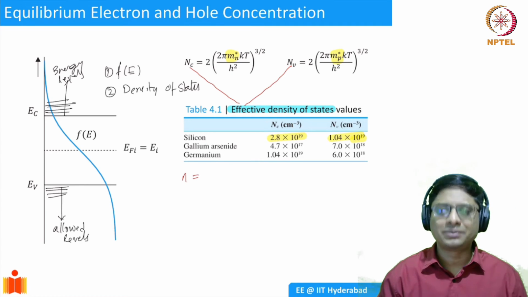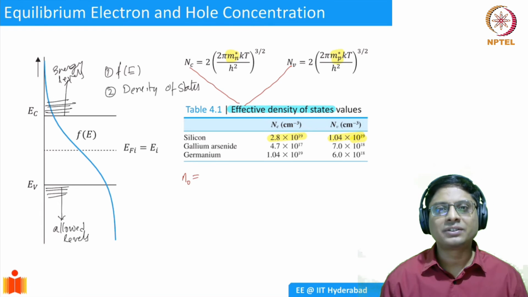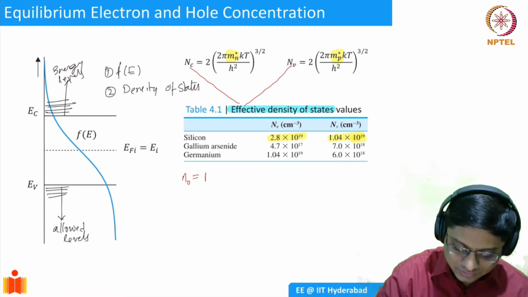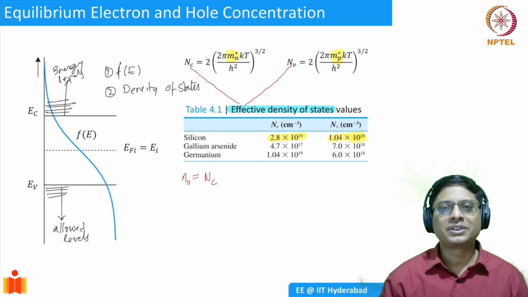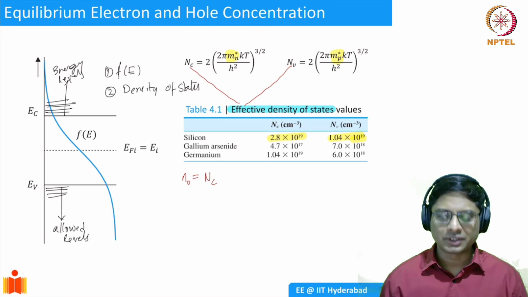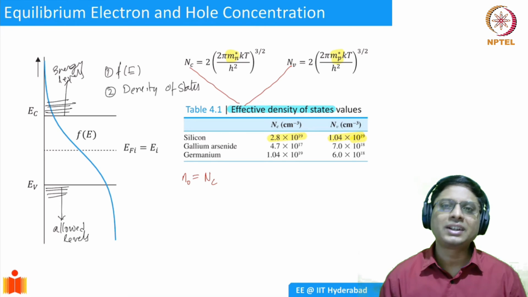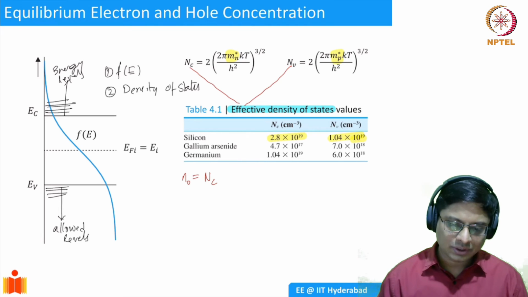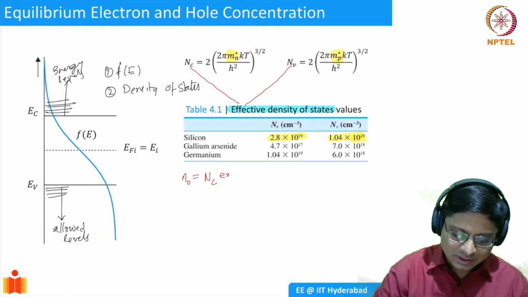Or if you're talking about equilibrium, let me make a distinction. Let me put N naught. When I say N naught, I'm talking about equilibrium carrier density. This is not going to be valid for non-equilibrium situations. I will talk about non-equilibrium situations in the next 2-3 lectures. For now, N naught is the equilibrium density of electrons, which is equal to NC times exponential minus (EC minus EF) by KT.